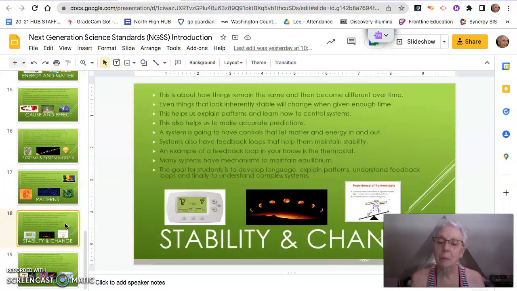We're going to look at both stability and change. Some things stay the same, and some things become different over time. So we're going to look at that. We're going to look and see how a stable system changes. We're going to look at patterns and how they control those systems. We're going to try to make accurate predictions. So most of our predictions are going to try to be accurate. A system is going to have controls that let matter and energy in and out of that system.